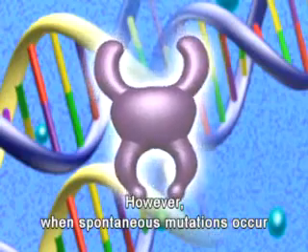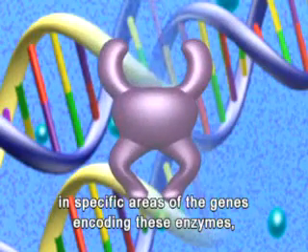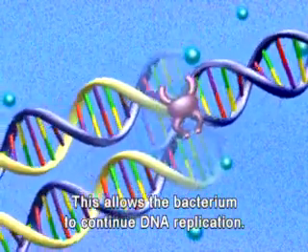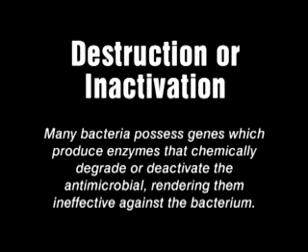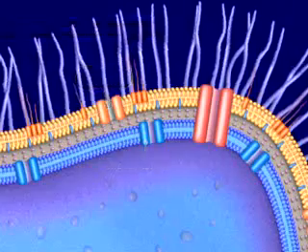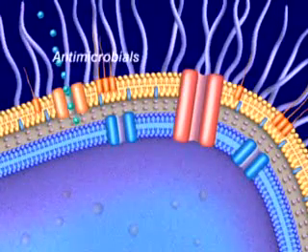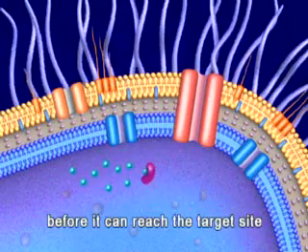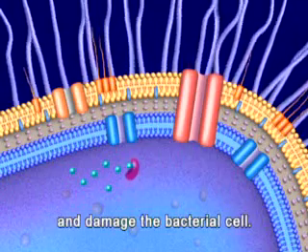However, when spontaneous mutations occur in specific areas of the genes encoding these enzymes, antimicrobials no longer bind efficiently. This allows the bacterium to continue DNA replication. Destruction or inactivation. Many bacteria possess genes which produce enzymes that chemically degrade or deactivate the antimicrobial, rendering them ineffective against the bacterium. Here, the antimicrobial is either degraded or modified by enzymatic activity before it can reach the target site and damage the bacterial cell.